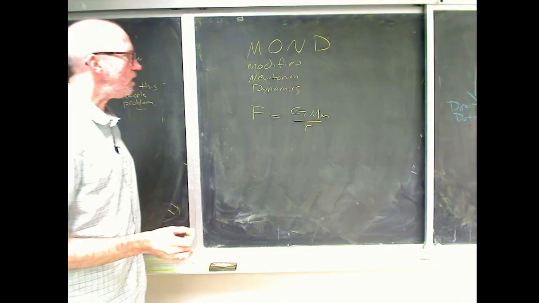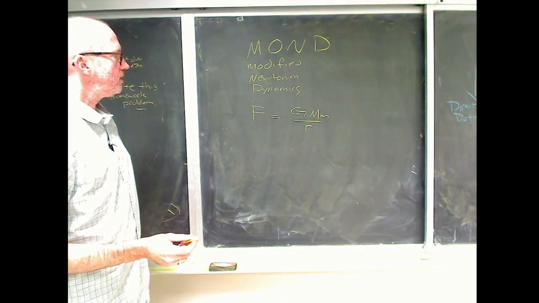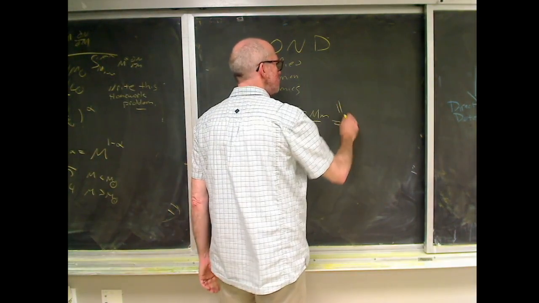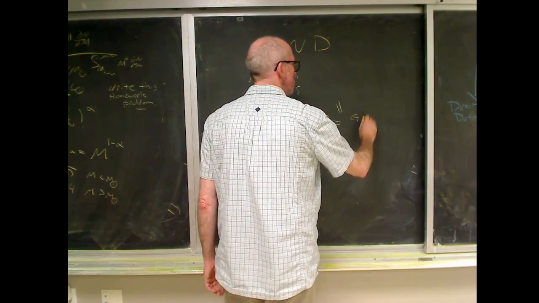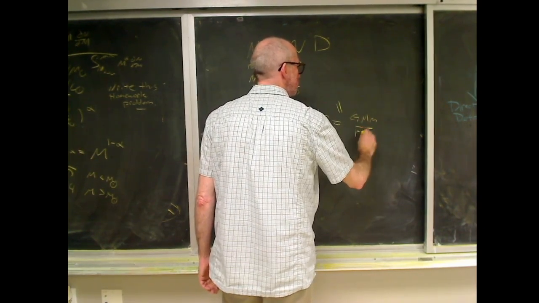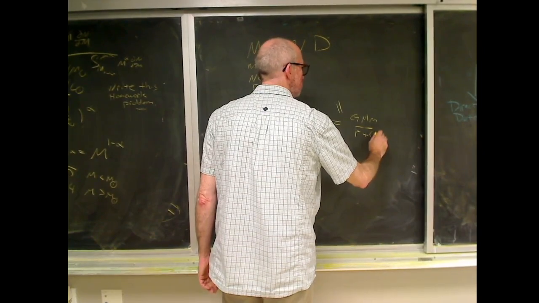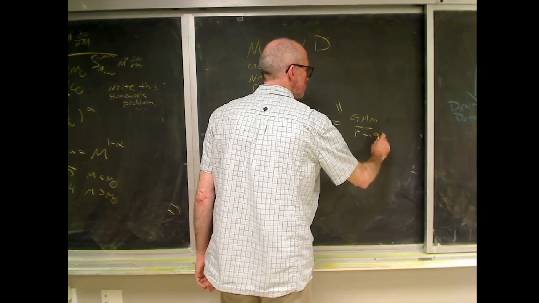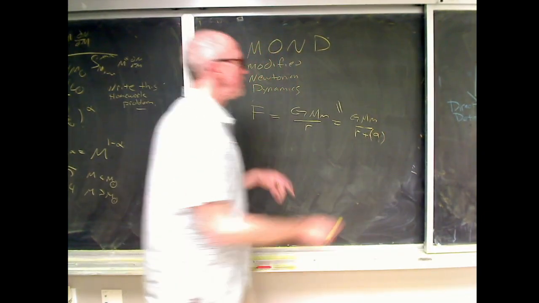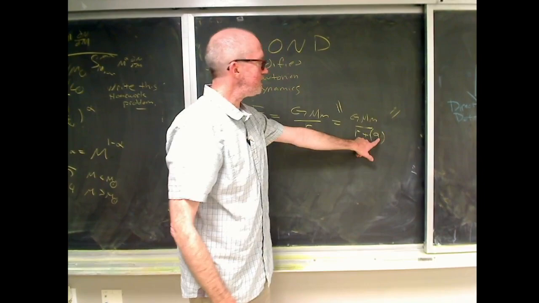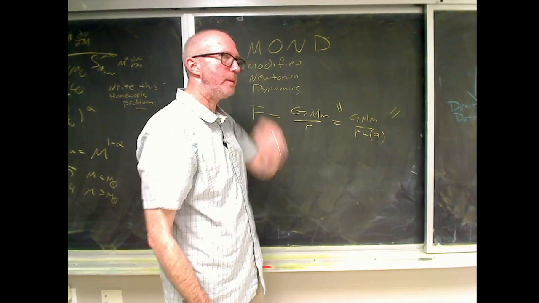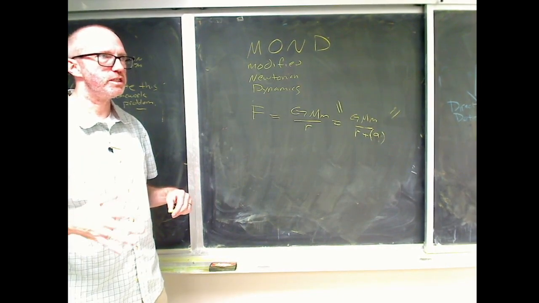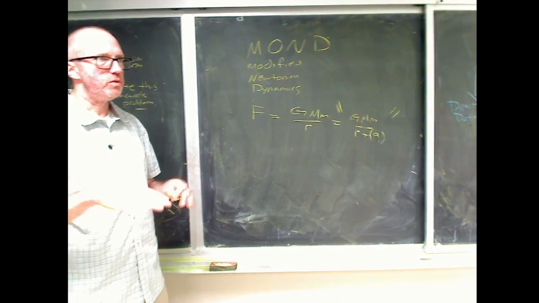So this is the force law for gravity, right? So what MOND says, and take this with a grain of salt because I might have this in the wrong spot, is we just add this A down here to tweak the acceleration so that when the acceleration gets really small, it tends to a constant value.